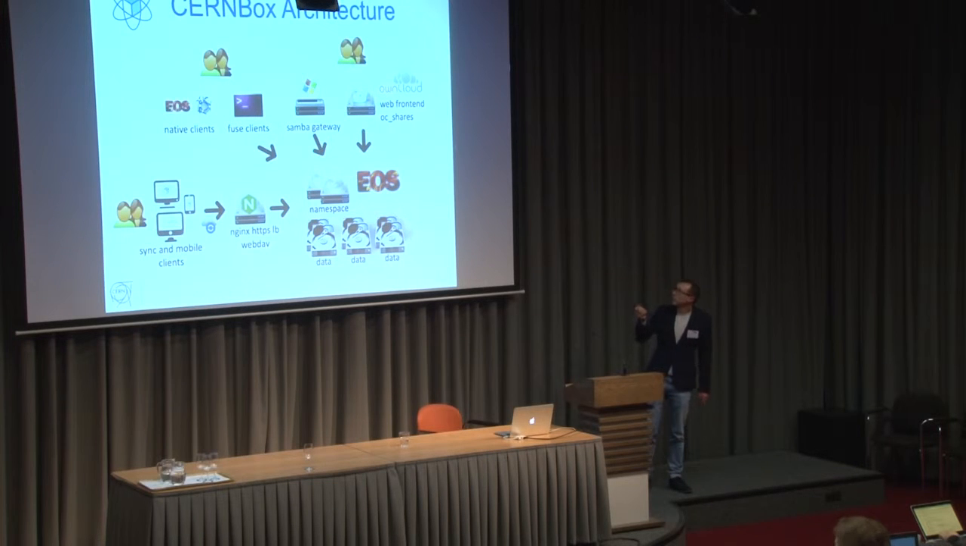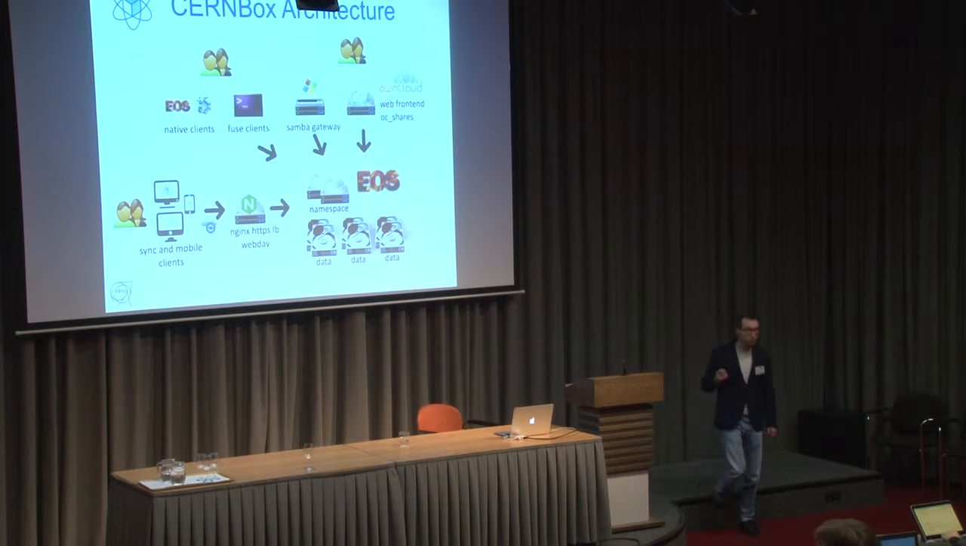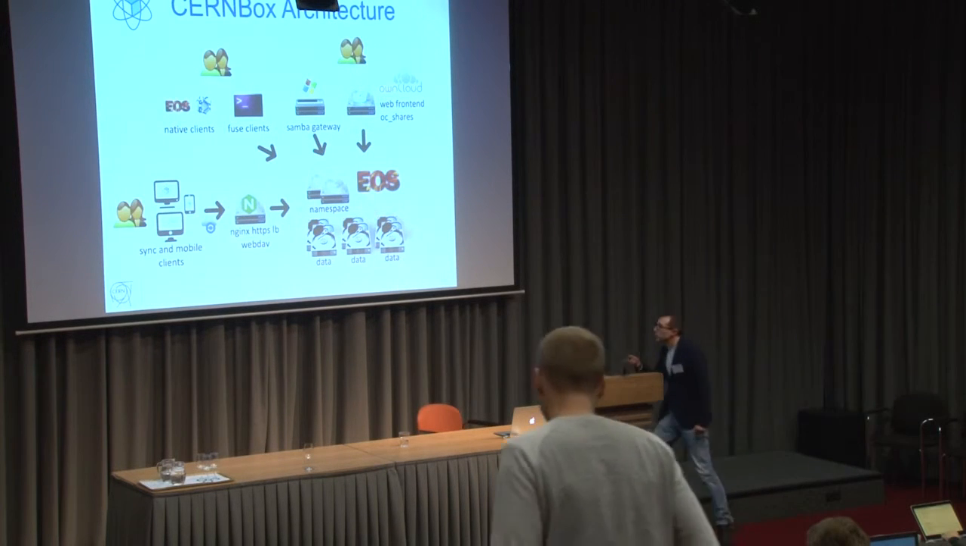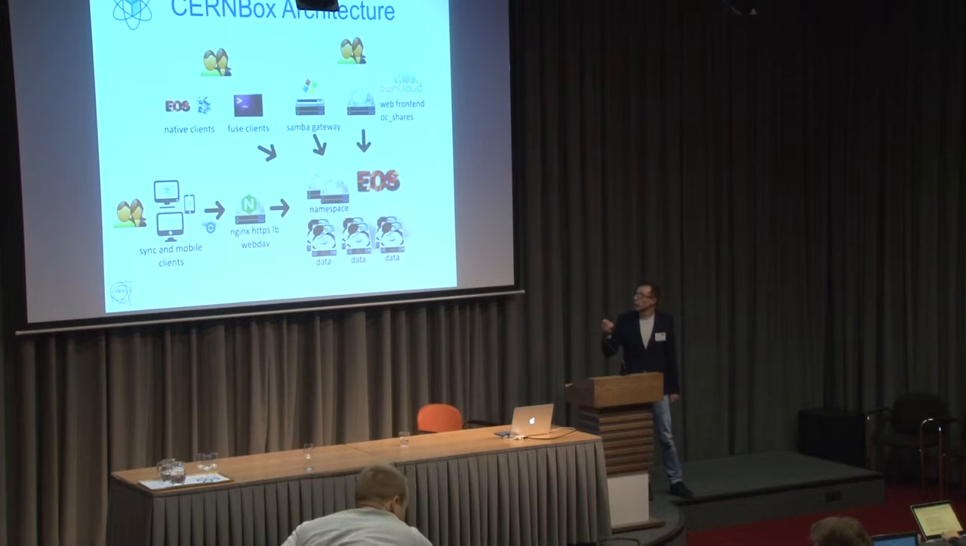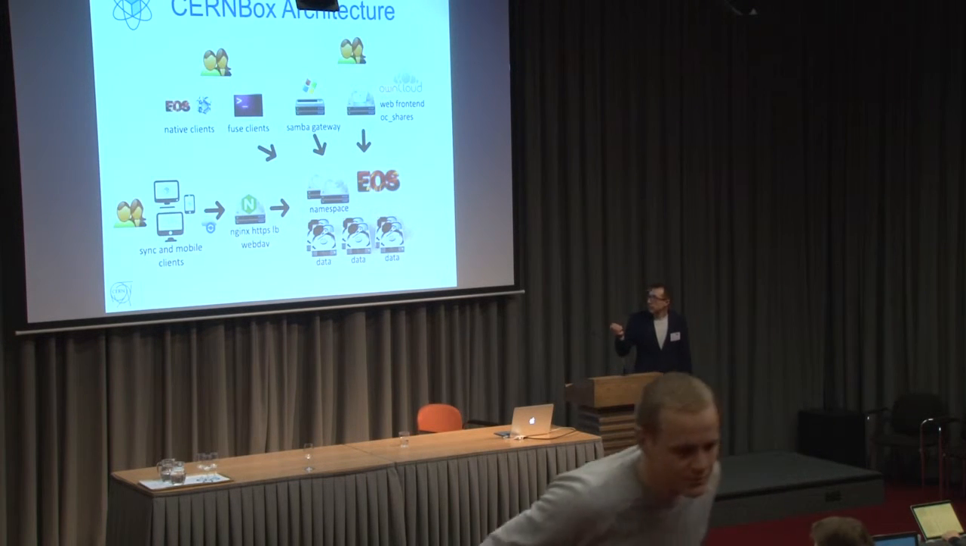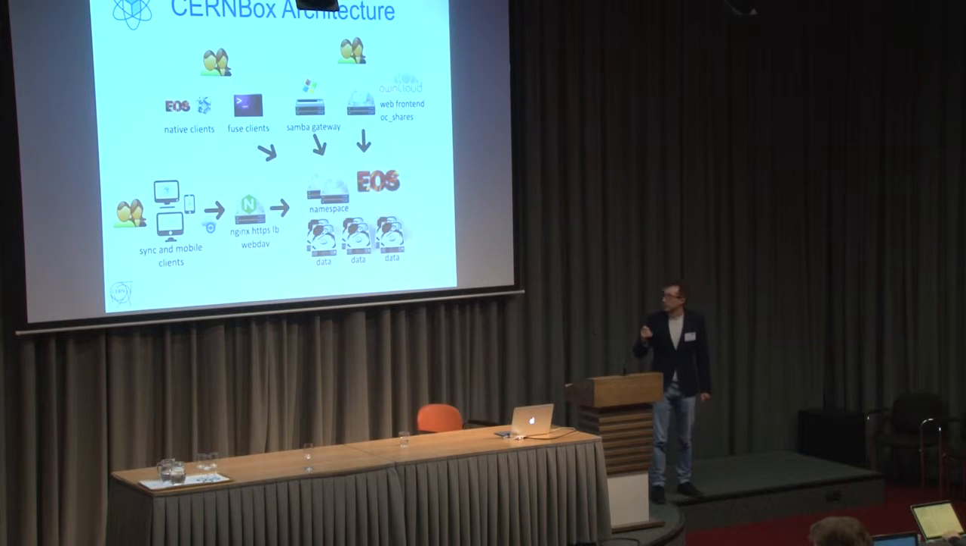What we use is basically the web front end of ownCloud and the sharing database, the OC share. When people enter from the web browser, they can see their shares and their files, and ownCloud talks directly with EOS. EOS is able to speak the ownCloud HTTPS protocol directly. In addition, it's also possible to access the system and have the same view from FUSE clients and the EOS XRootD native client.